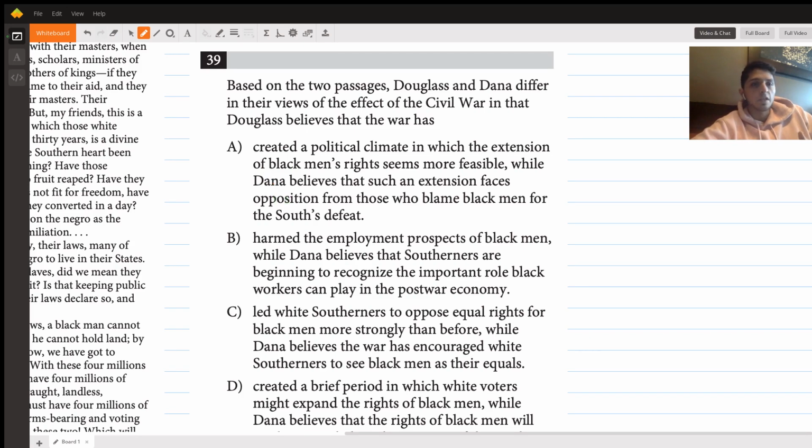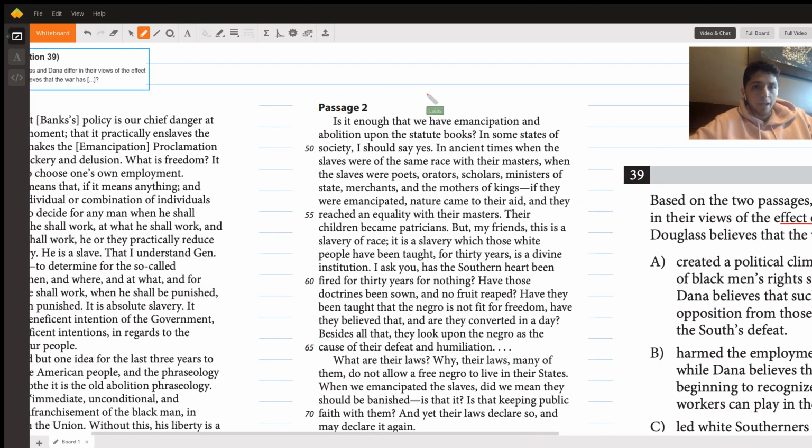So this is one of the questions in the paired passage that requires us to notice a difference between the two views. So let's jump in. What we're looking for is views of the effect of the Civil War. So let's figure out how we can solve this.